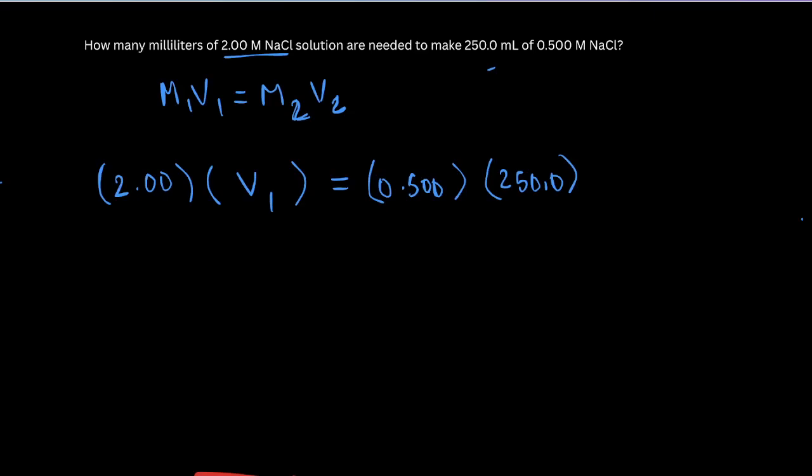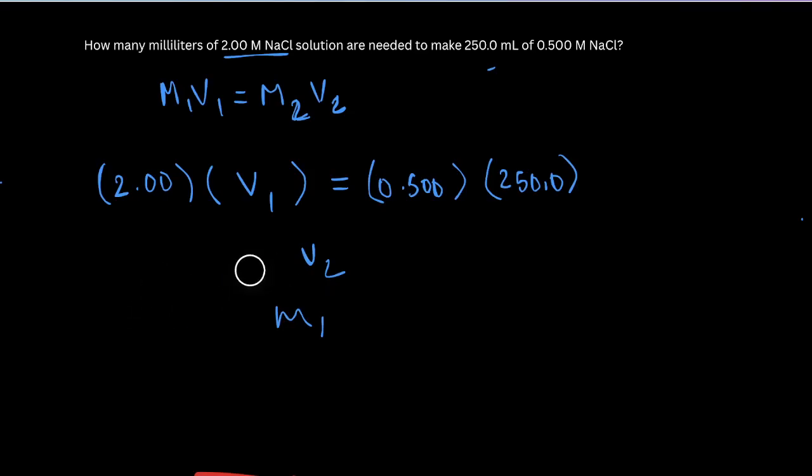Now we just need to manipulate this expression algebraically to isolate V1, which is what we're trying to solve for. M1V1 equals M2V2, and we want to isolate V1. We'll just divide both sides by M1, and this isolates our V1. So we see that V1 equals M2V2 over M1.